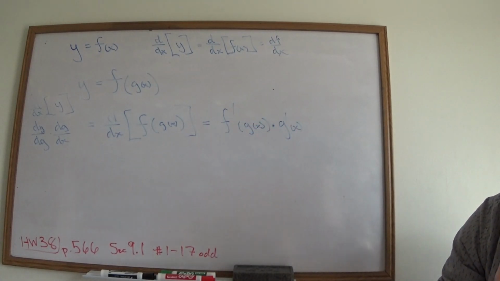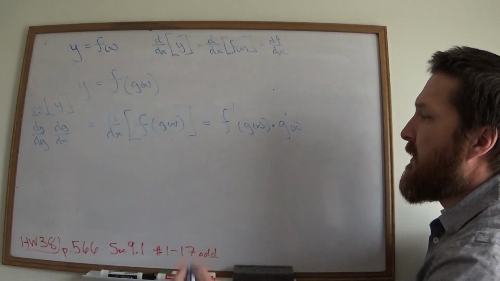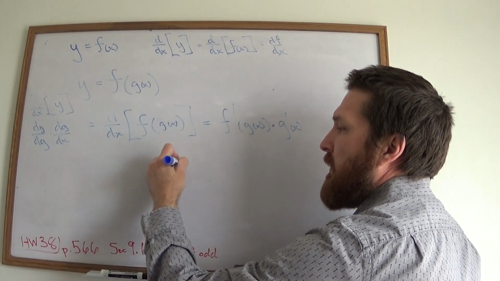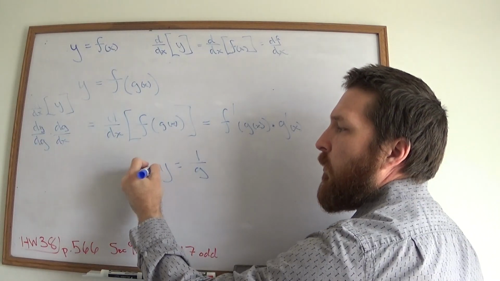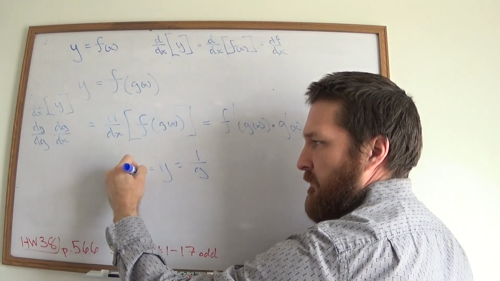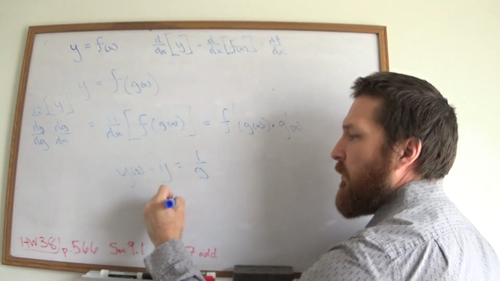And just to drive the point home, here's an example. Let's say that y equals 1 over g. So in other words, y is a function of g. Now I take the derivative of it. What's dy/dg?